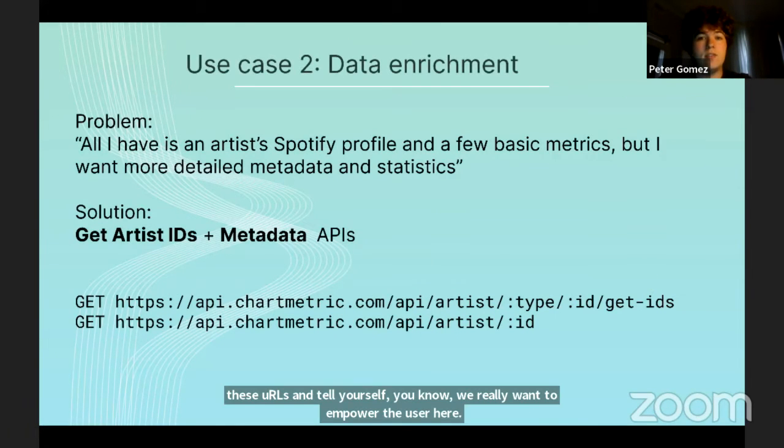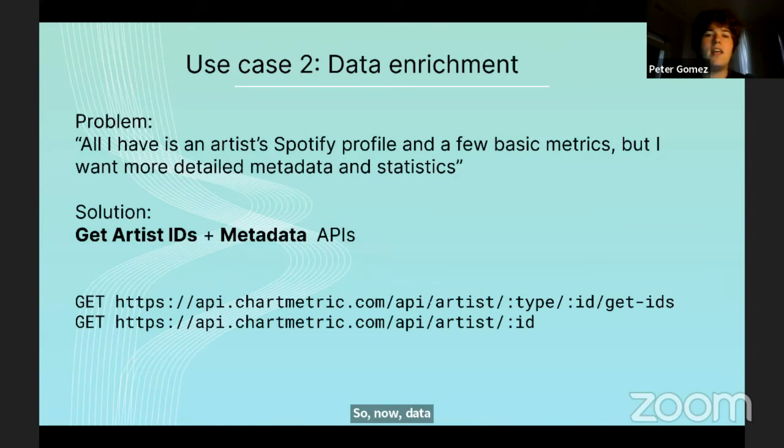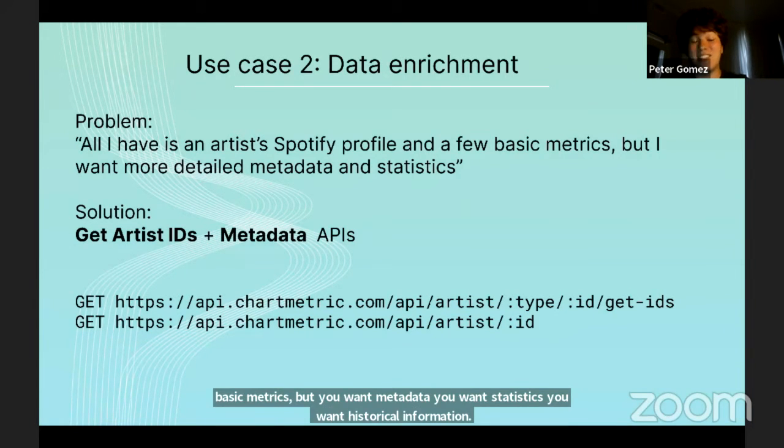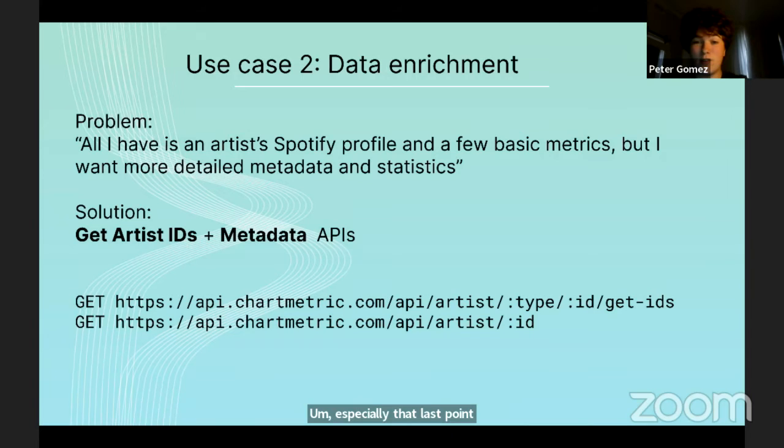So now, data enrichment. Let's say you've gotten a little further than their name. Let's say you have their Spotify profile and a few basic metrics, but you want metadata, you want statistics, you want historical information. Especially that last point, historical information, there are many more than a handful of APIs that'll help you with that. But I want to highlight the metadata API because this is your one-stop shop for everything you'd see on an artist's page.